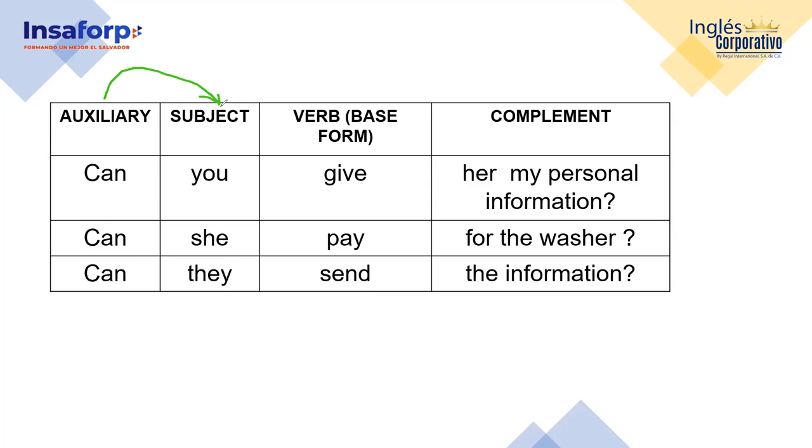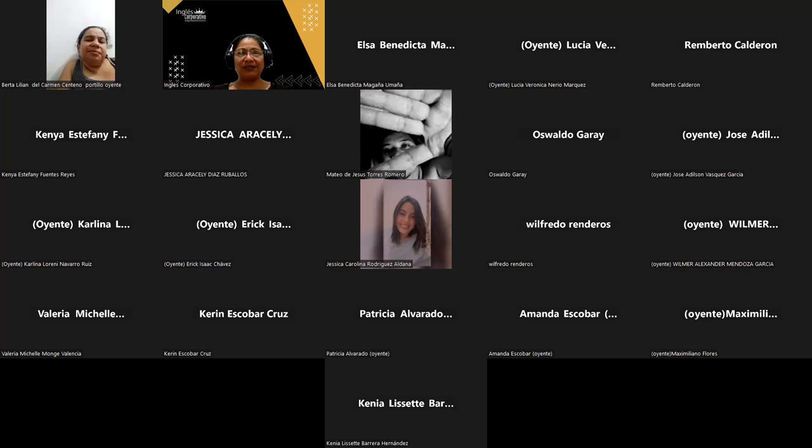Okay, so this is for the question. This is what I did. I just interchanged the beginning, subject and auxiliary. In a sentence, it is, you can give. But for the question, it is, can you? Can you? Can she? Can they? Can I? Right? Okay, I'm going to stop just for a while because I'm going to look for the attendance.